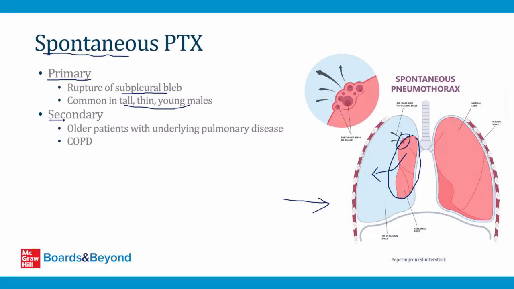In contrast, a secondary spontaneous pneumothorax occurs in someone who has sick lungs. So these usually happen in older patients who have some underlying lung issue. It could be COPD or some other abnormality that makes the lungs abnormal, and then they spontaneously develop a hole, and that's a secondary spontaneous pneumothorax.